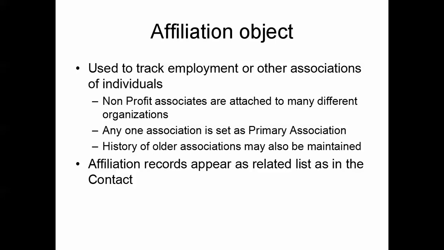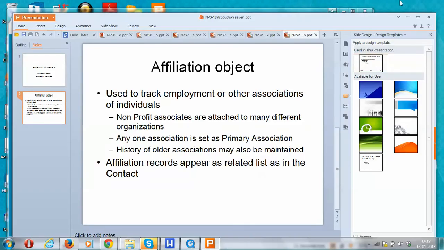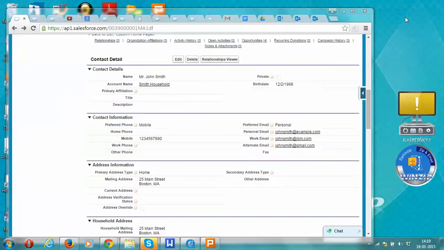Only one of these associations can be set as primary association at any time. You can also maintain history of old associations. So for example, if a contact worked from 2010 to 2012 in a company X, that can be saved in Salesforce. Affiliation records appear as related list in the contact object. Let's go ahead and take a look at a quick demo on how affiliations work.